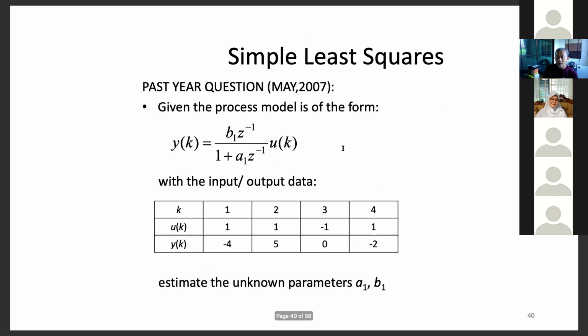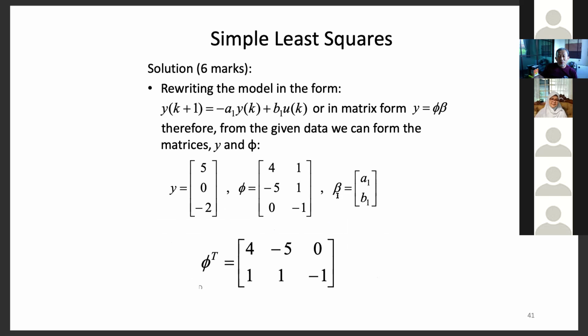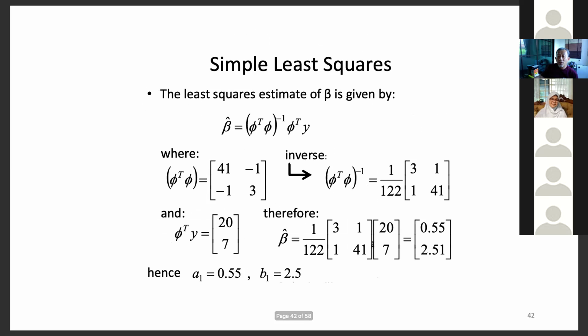So you can see here that the input is like a PRBS, am I right? 1, 1, minus 1, 1. Then theta is equal to a1 and b1, which is unknown. So find the transpose of phi, interchange between rows and columns, then find the product of the transpose multiplied by phi. So you get the 2 by 2 equation, then find the inverse, which is adjoint divided by determinant.